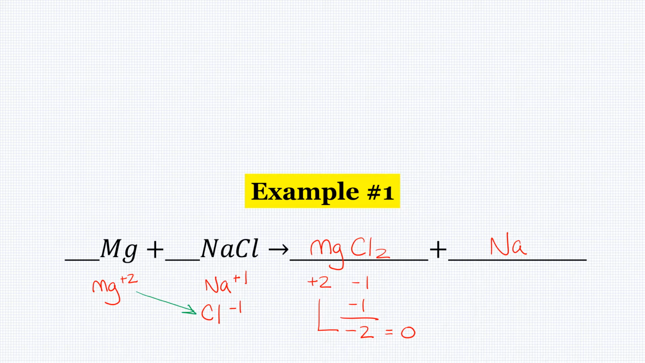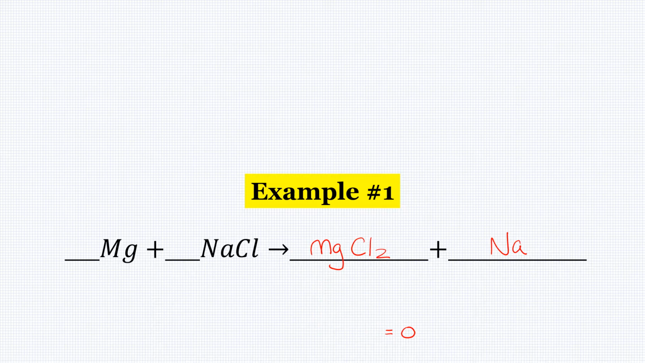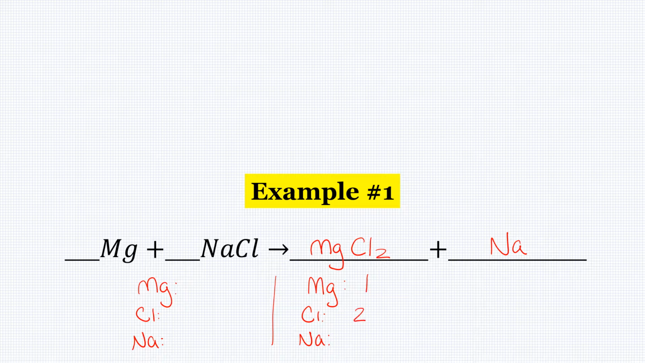So at this point, we just need to make sure we're balanced. So I'm going to go ahead and erase everything else that we've already dealt with here, so I have some room. And then I'm going to make my table to balance my reaction. So on my right side, I have magnesium, chlorine, and sodium. On my left side, I have magnesium, chlorine, and sodium. So on the right side, I see 1 magnesium, 2 chlorines, and 1 sodium. On the left side, I see 1 of each.